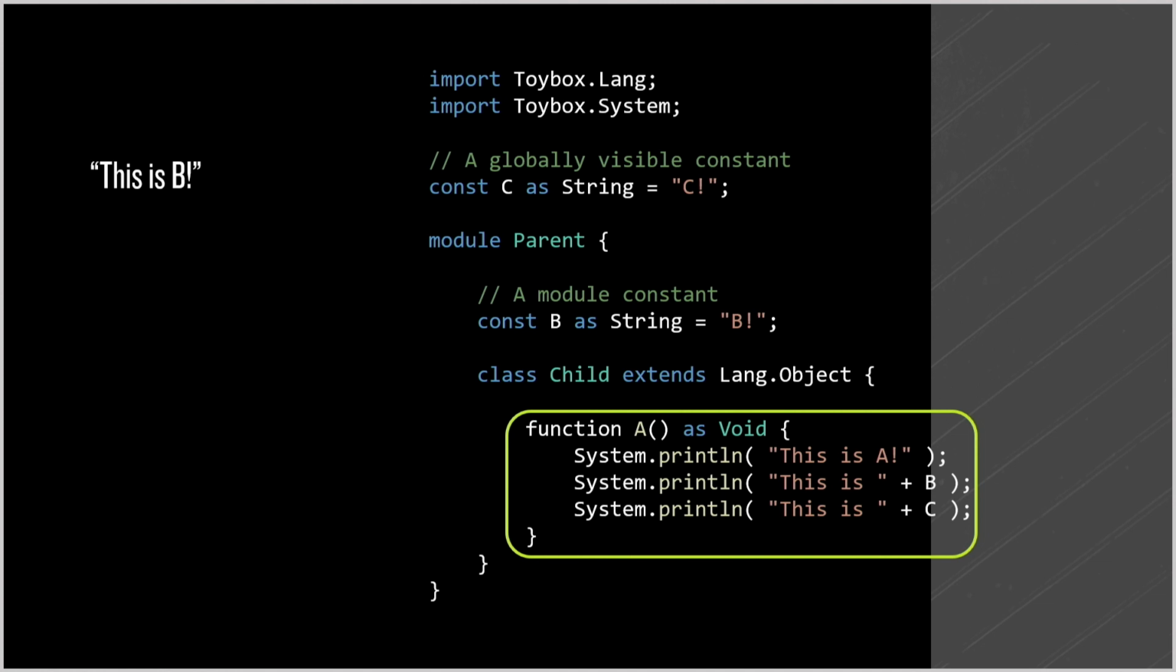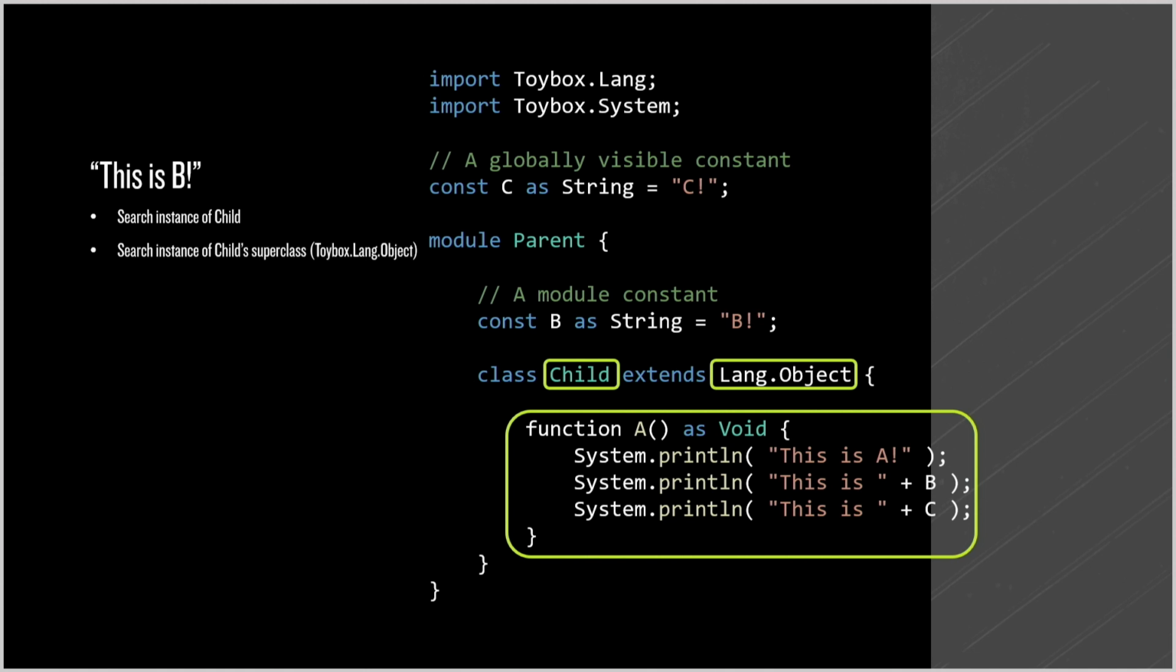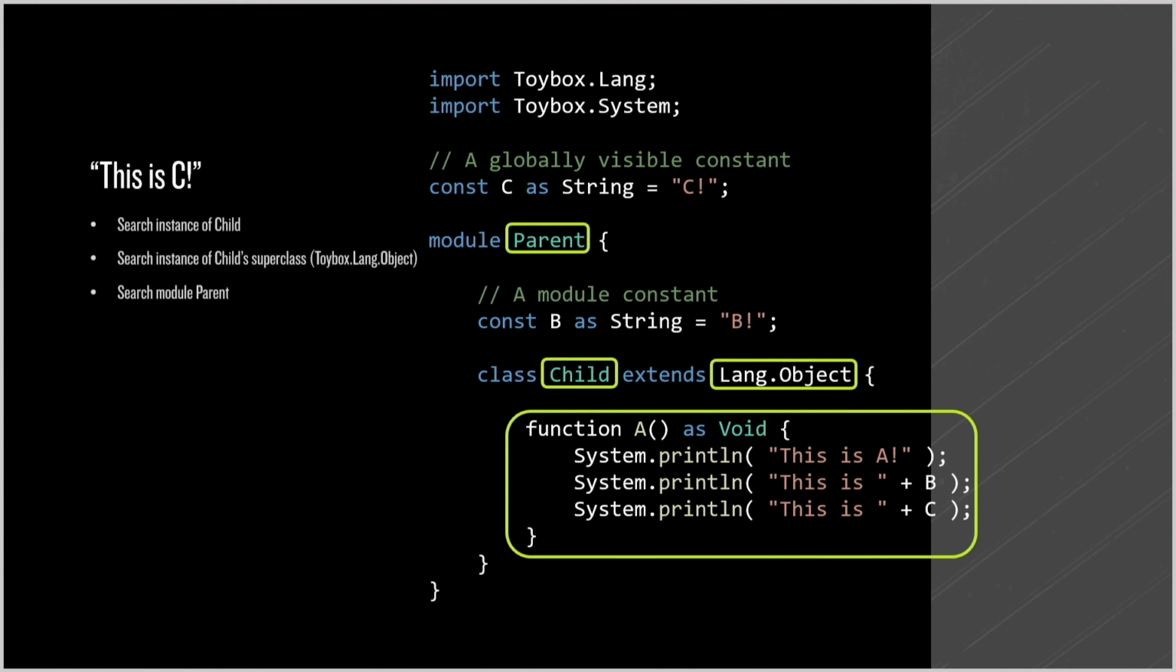To print the string, "This is B," several scope searches would be required. First, a search of the child instance. Next, a search of the superclass, toybox.lang.object. And finally, a search of the module parent, which is where we would find the symbol B. To print the string, "This is C," we would need to go one step further in our search, where we would also need to look in the module parent's global namespace.